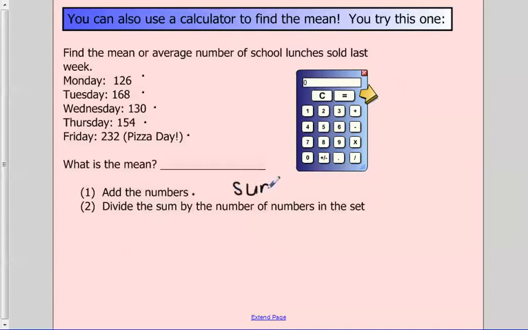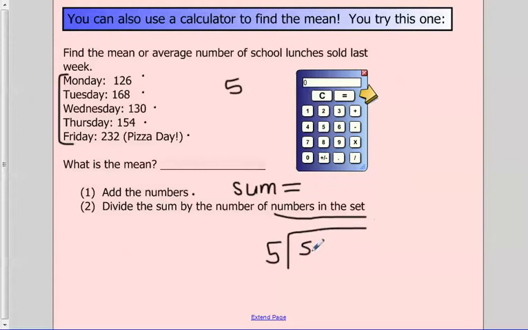And once you get the sum, you divide the sum by the number of numbers in the set. The number of numbers in a set is this set right here. How many numbers do I have? I have 5. So show me the math. Write what the sum is next to add the numbers. And the division problem is going to be the sum divided by 5. And tell me what the mean number of lunches sold during the week is.